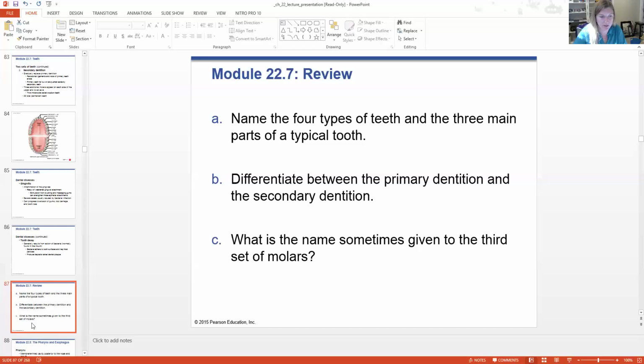We are continuing on with our lecture on the digestive system. In our previous lecture, we talked about teeth and the oral cavity. We're moving down through the digestive tract, and now we are going to start looking at the pharynx and esophagus, and then we'll move into some of those other structures.